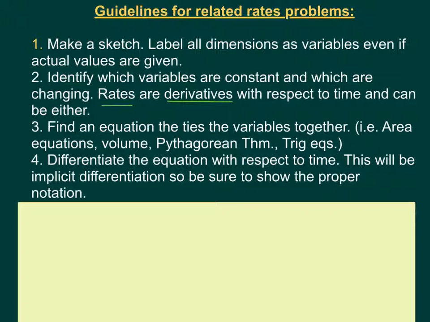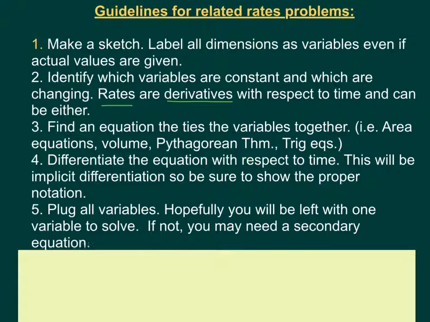Show the right notation. If you're taking the derivative of, say, a radius with respect to time, it's going to look like dr/dt, where appropriate. If you're finding the derivative of the height, dh/dt. Derivative of the area, dA/dt, and so on. Always with respect to time. Then, just plug in all your variables that we know. Everything that we're given, plug in what we know, and hopefully you'll be left with just one variable to solve for. If there's not just one variable left, you might need a secondary equation.